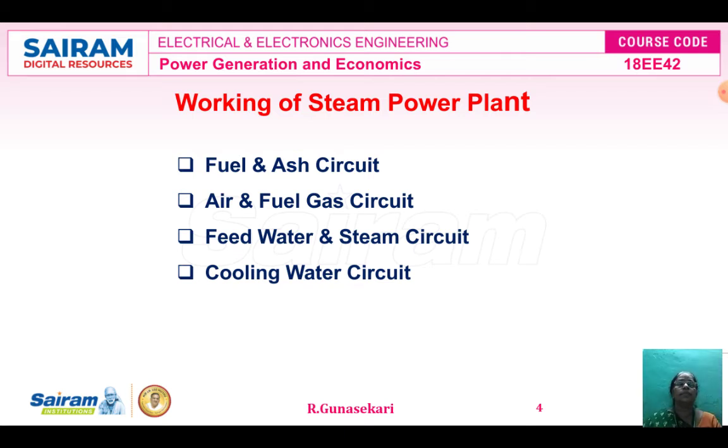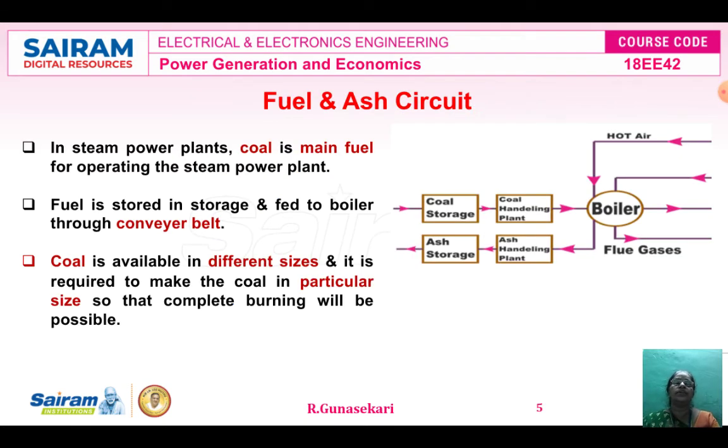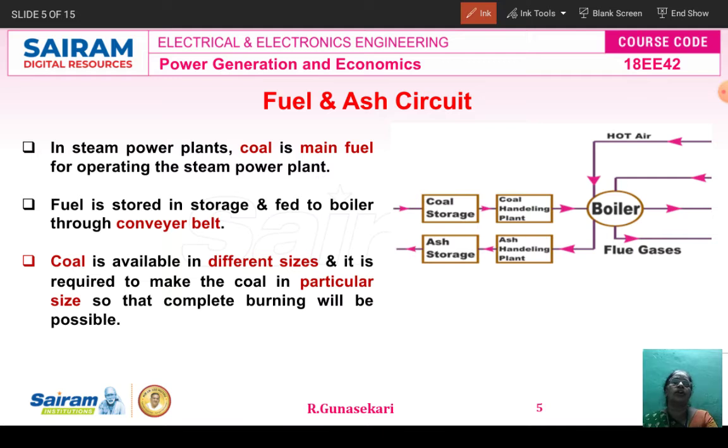First, the steam power plant is divided into 4 circuits. I already told: fuel and air circuit, air and flue gas circuit, feed water and steam circuit, cooling water circuit. First, we studied the fuel and air circuit. Keep the layout of the steam power plant in your mind. Now you see this circuit diagram, only the fuel and air circuit.